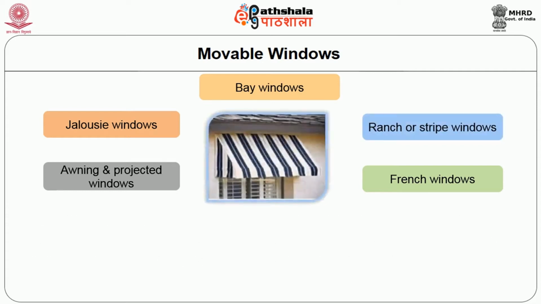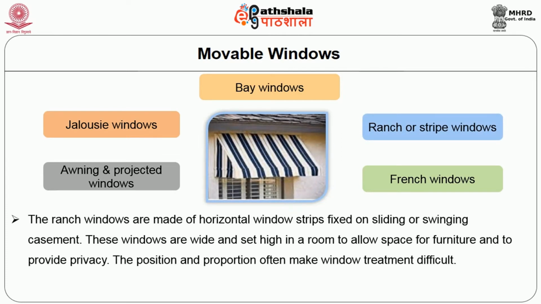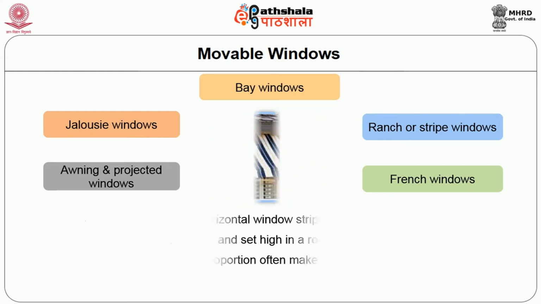Ranch or stripe windows. The ranch windows are made of horizontal window strips fixed on sliding or swinging casement. These windows are wide and set high in a room to allow space for the furniture and to provide privacy. The position and proportion often make the window treatment difficult.